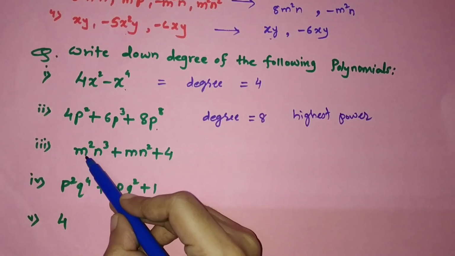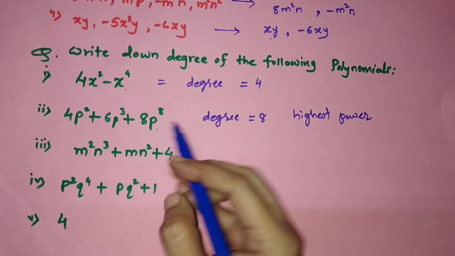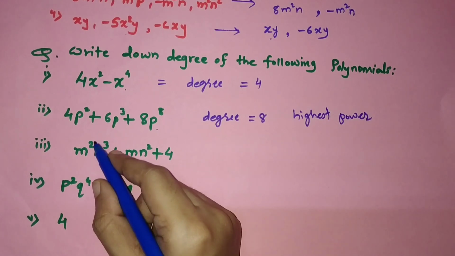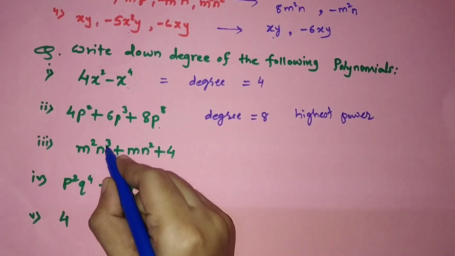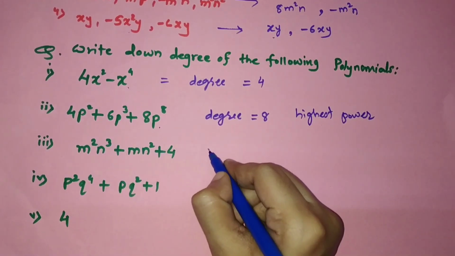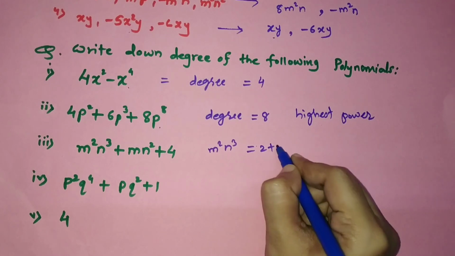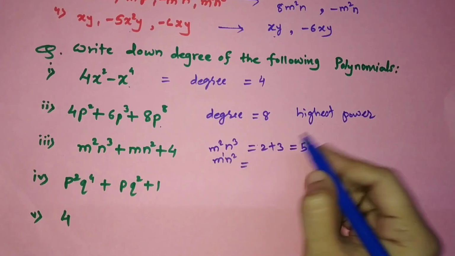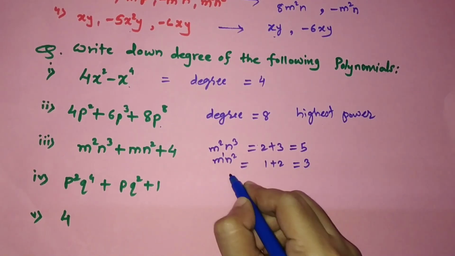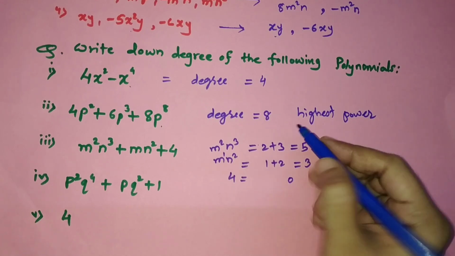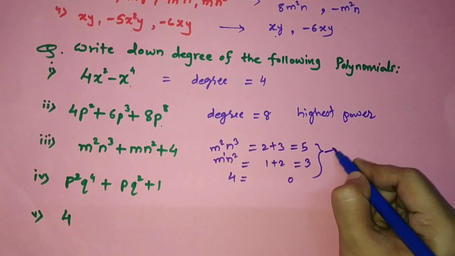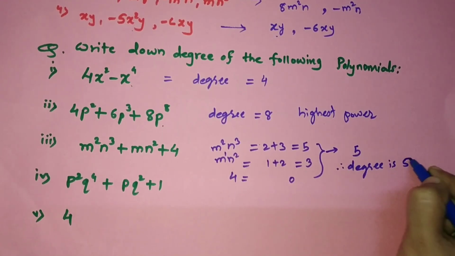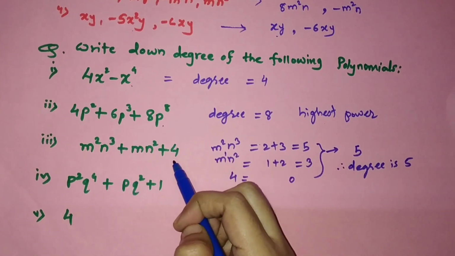And if more than one variable is there, we add the powers of both, like here m square and n cube are there. So we add 2 plus 3, and we get 5. And in this case, m n square is there, m has power 1, so 1 plus 2 gives 3. And 4 as a constant has degree 0. From these, the highest I am finding is 5. Therefore the degree of this polynomial is 5. Here it is a trinomial.